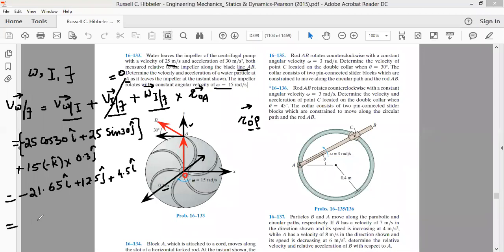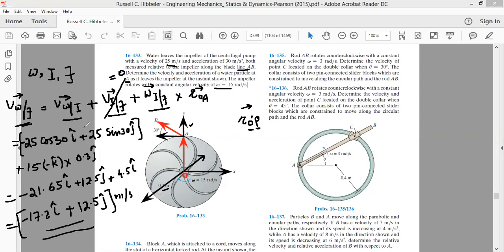So our total velocity will become equal to minus 21.65 plus 4.5, that is equal to minus 17.2 i cap plus 12.5 j cap. Since this is velocity, its unit is meter per second. So this is the velocity of water with respect to the ground.